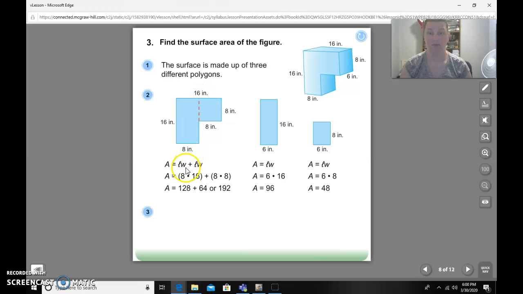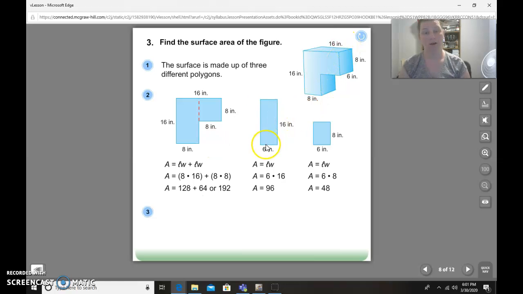Here you go. Area is length times width plus length times width. So your area is 8 times 16 plus 8 times 8. All right. Now, 8 times 16 plus 8 times 8. 8 times 16 is 128 plus 8 times 8 is 64. So 128 plus 64, or 192.